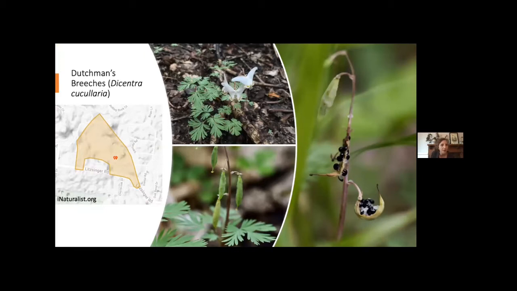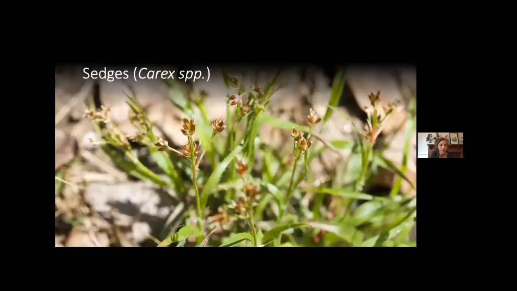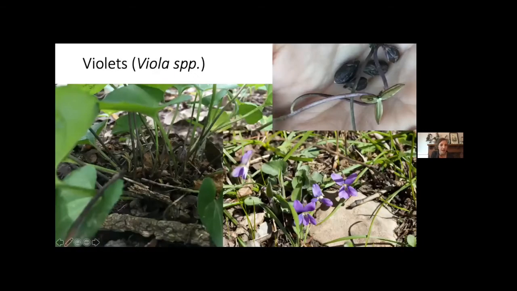And then other common plants that I don't have on the map, because you see a bunch of them and there are a bunch of different species, can also be ant dispersed. Your sedges and your violets are big ones within that.